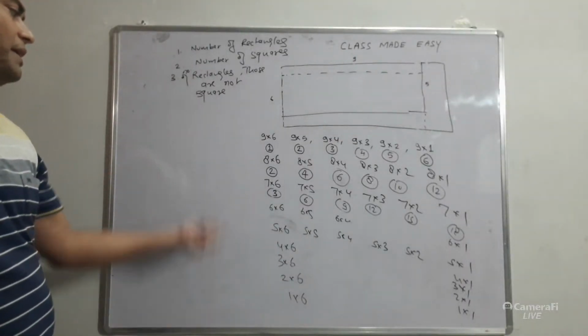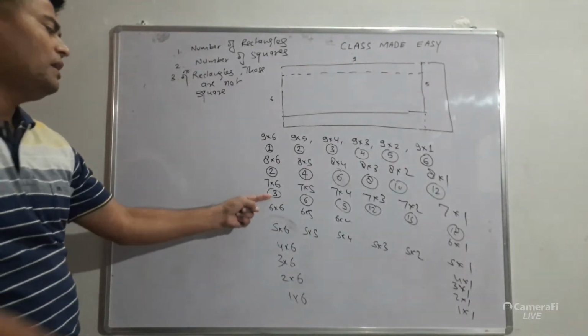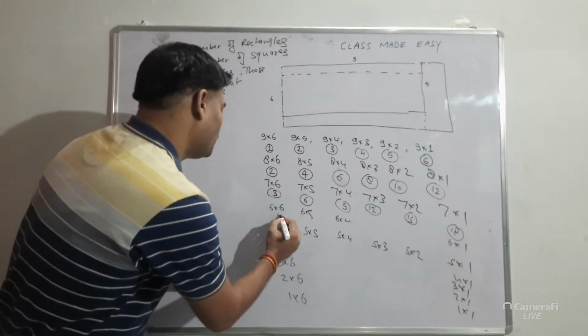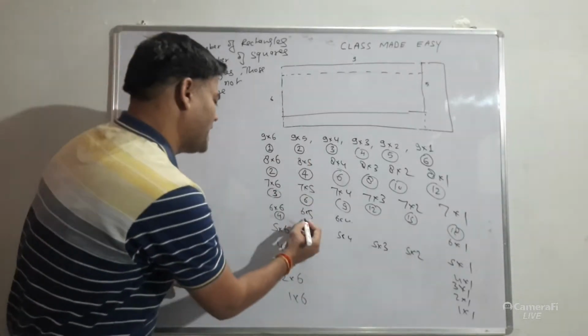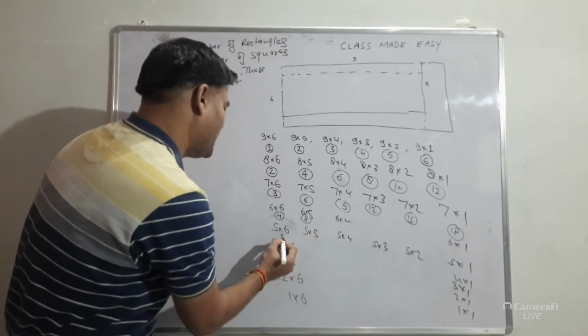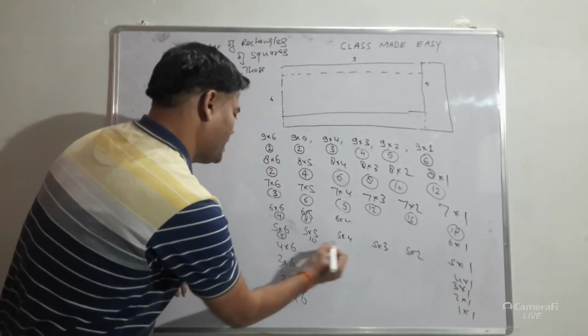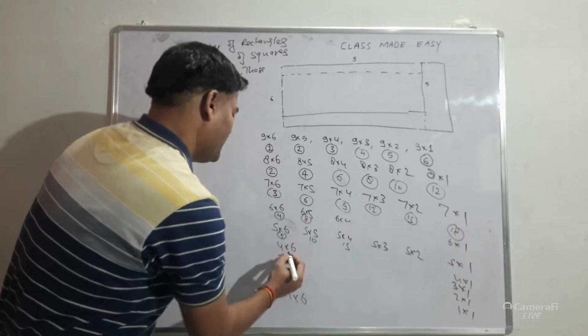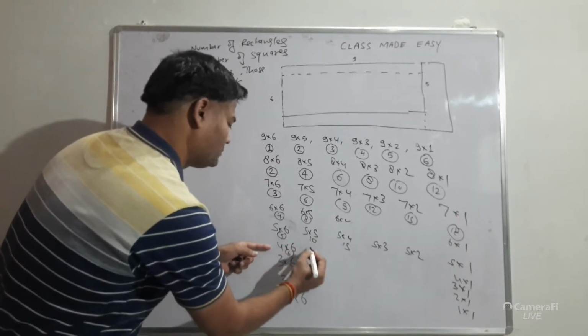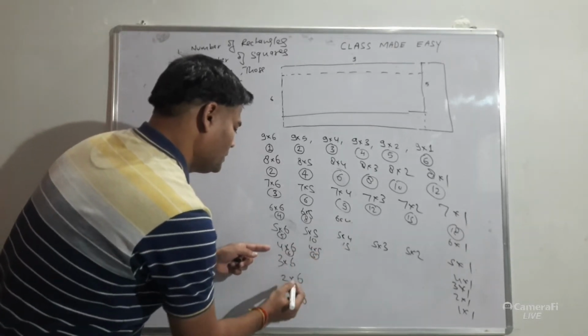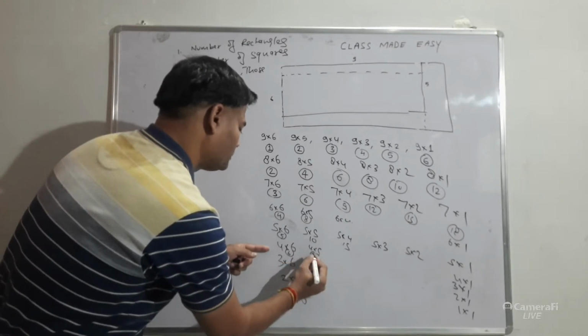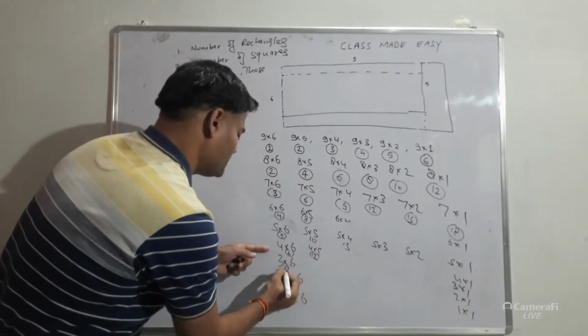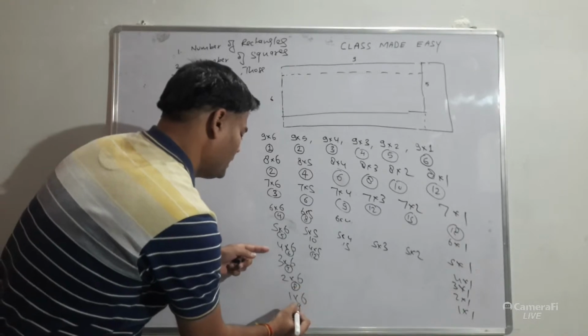Now see the trend: in that this is triple, in that this one is 4 times. 4 times that: 4, 8. This is 5 times: 5, 10, 15, and this one is 6 times: 6, 12. Then 7 times, 8 times, and 9 times.